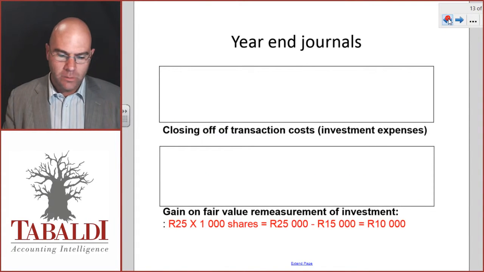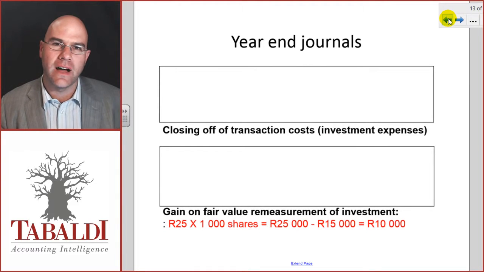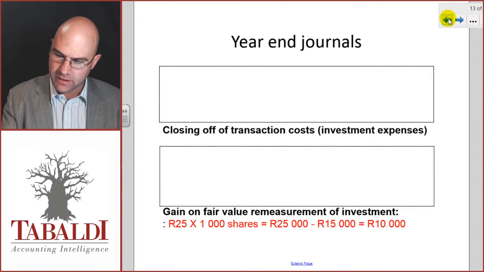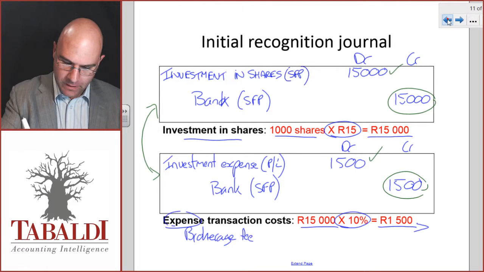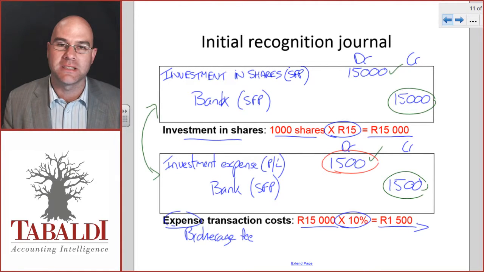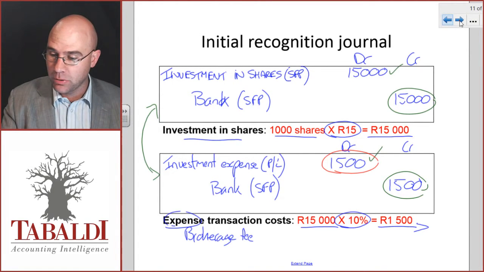First things first, we need to remember that we had a 1,500 Rand expense. Let's quickly jump back, see if you remember. We had a 1,500 Rand expense. We need to close that off to the profit or loss account.